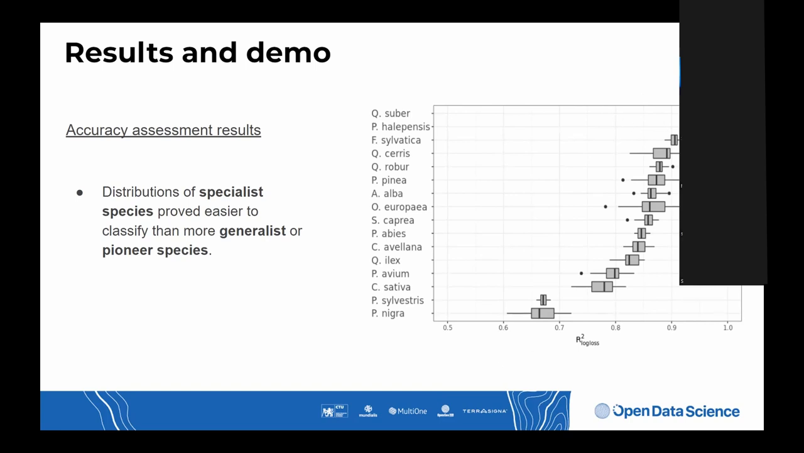What we can also see here, this is just for realized distribution, and we are mostly interested in this one, is that the distribution of specialist species that are either endemic or that cover a very small niche in the feature space are easier to classify than more generalist or pioneer species, like mostly conifers, as you can see here, for example, for the Scots pine.